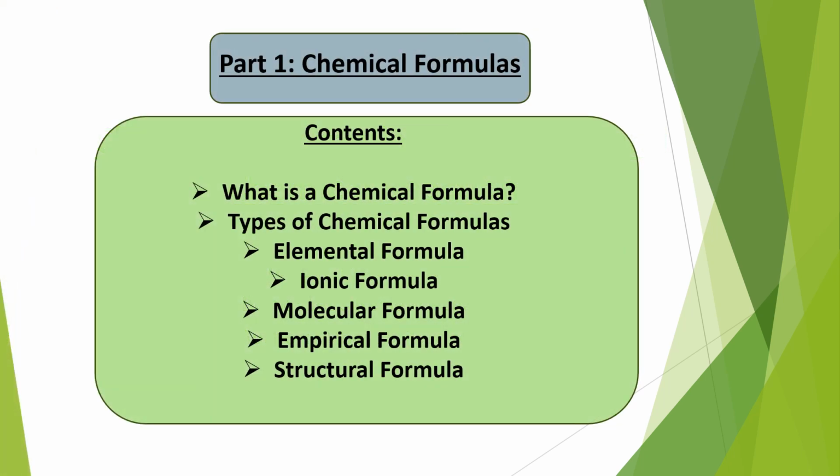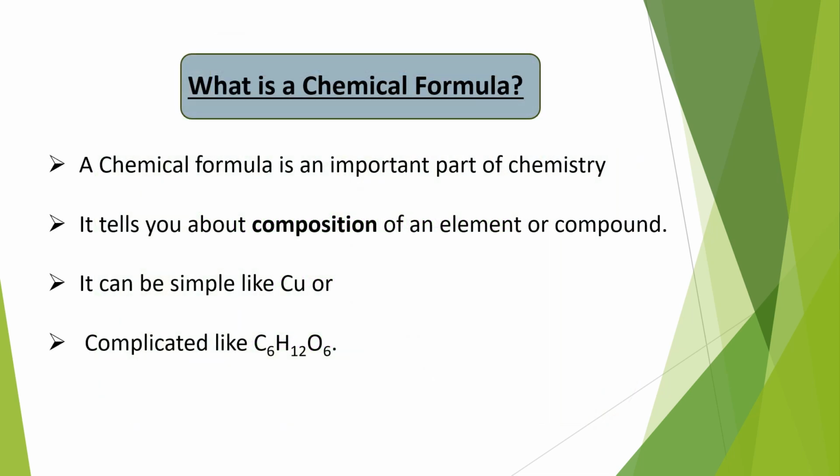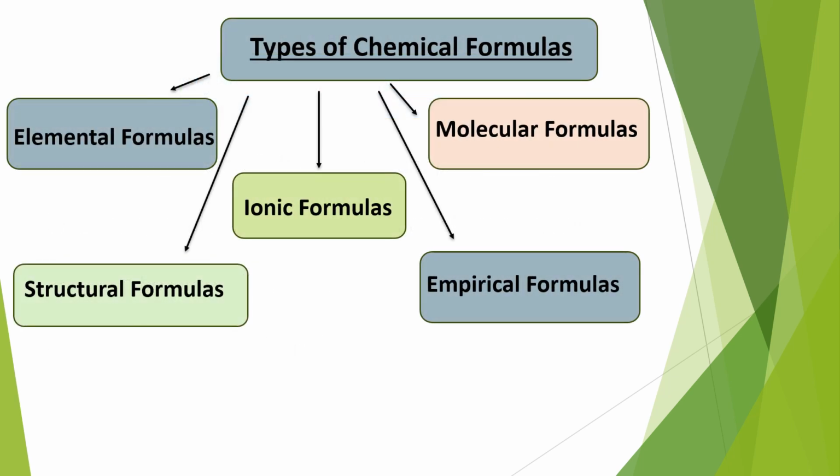In this video we are going to learn about different kinds of chemical formulas. A chemical formula is an important part of chemistry and it tells you about composition of an element or compound. It can be simple like Cu for copper or complicated like C6H12O6 for glucose. There are mainly five types of chemical formulas: elemental formulas, ionic formulas, molecular formulas, structural formulas, and empirical formulas.